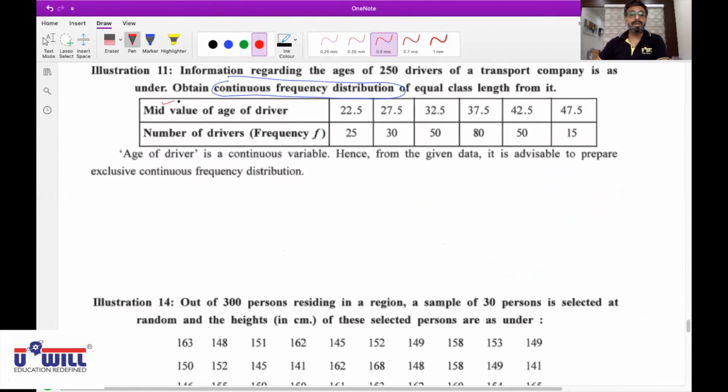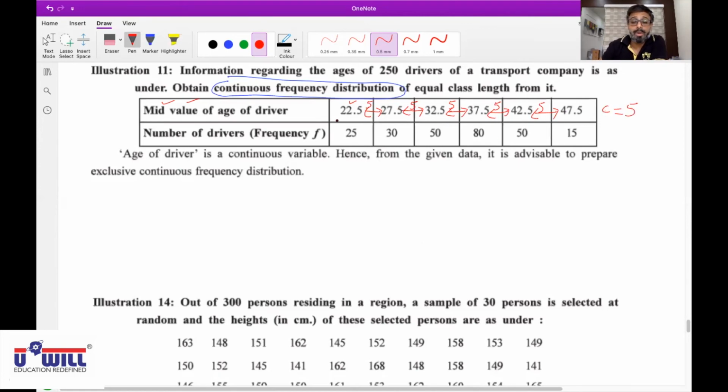Now, all these are what? Mid values. Okay, raise your hand. How will you obtain the class length here? Richita, unmute yourself. So we will minus 27.5 minus 22.5. Yes, the difference between mid values is your class length, 27.5 and 22.5. Here also, 32.5 and 27.5. What is the difference? 5. 37.5 and 32.5. What is the difference? 5. 42.5 and 37.5. What is the difference? 5. 47.5 and 42.5. What is the difference? 5. Means class length is 5.